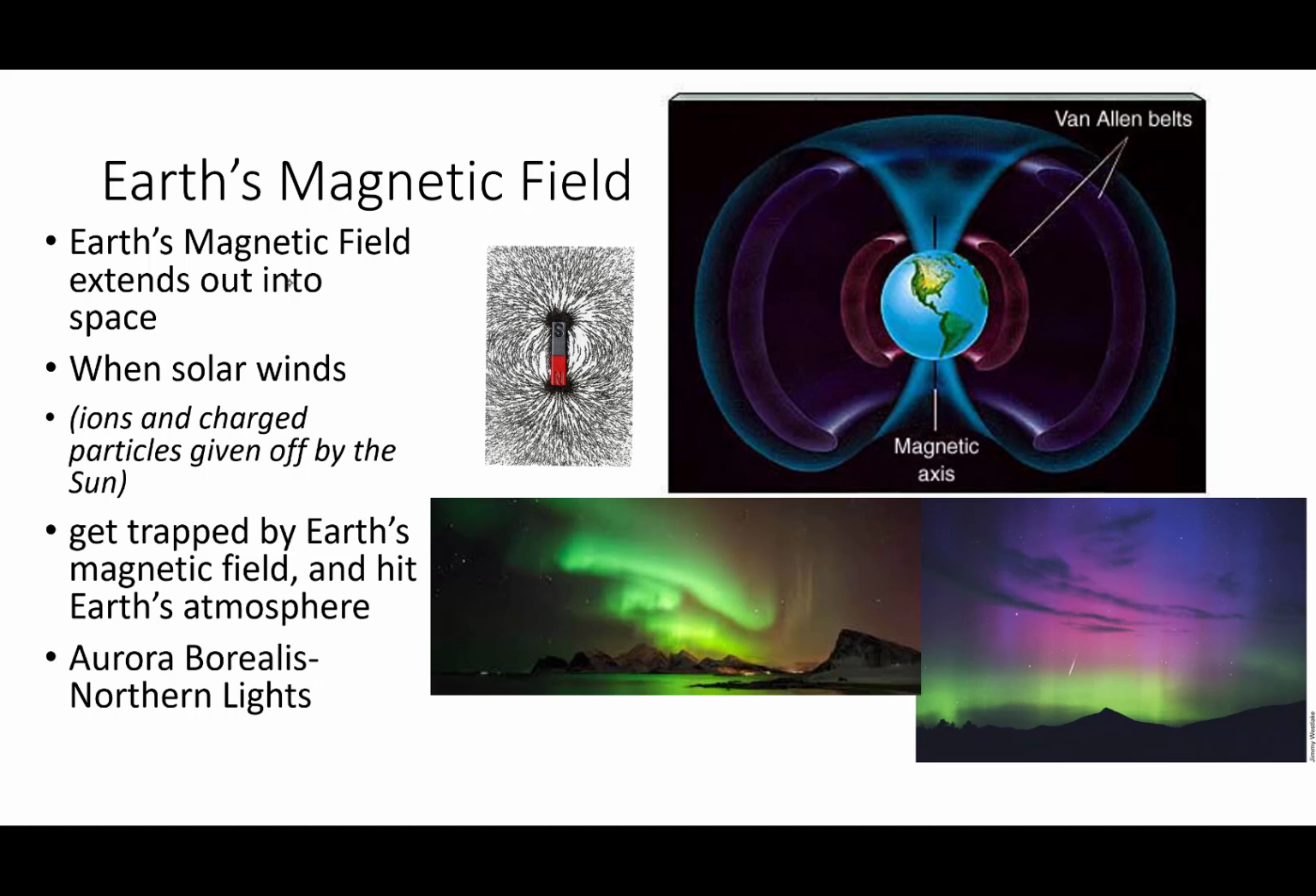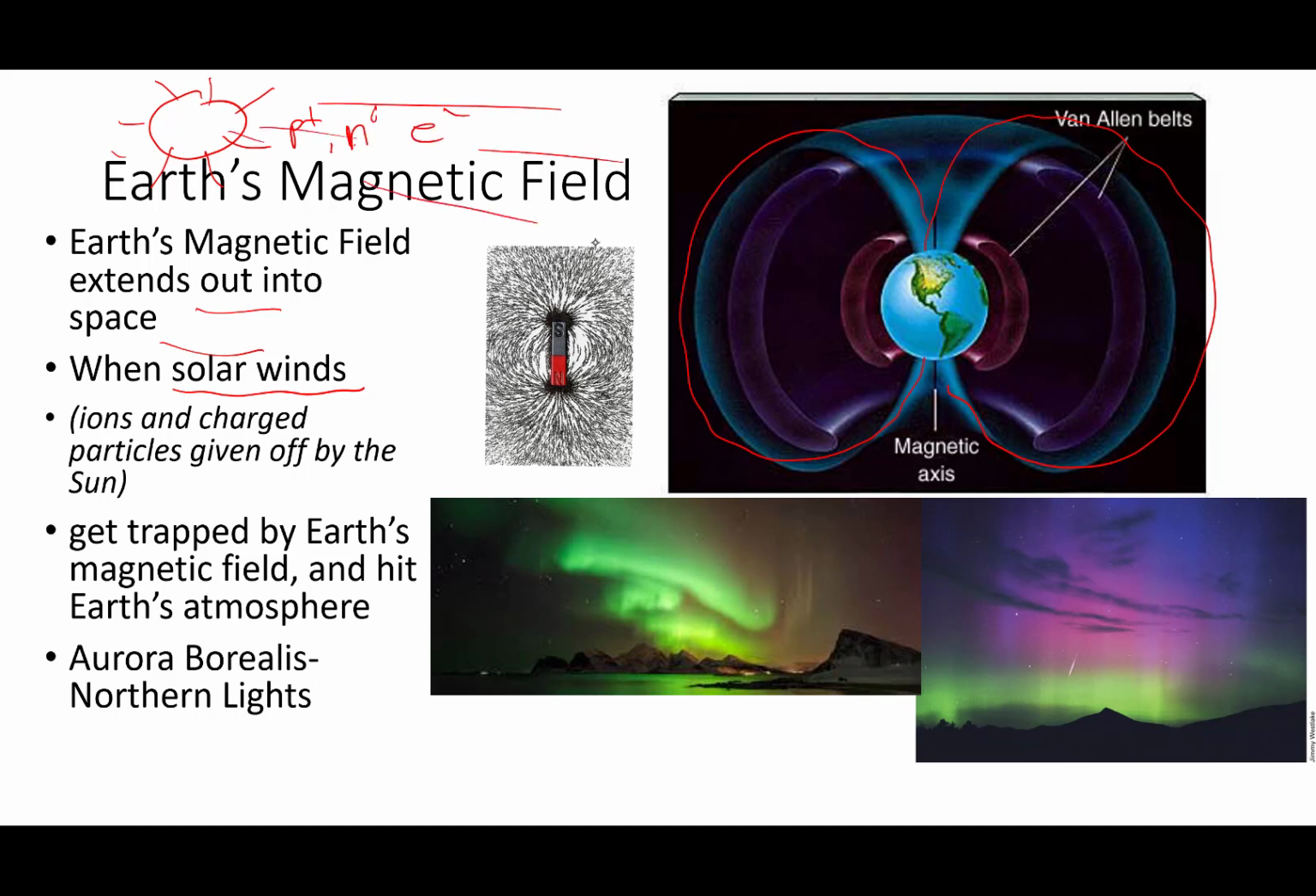Now, the Earth's magnetic field extends out into space. Like I mentioned, it's like a big bagel that totally surrounds the Earth. And there's a thing called solar wind. Our sun is constantly throwing out charged particles, protons, neutrons, and electrons. Along with light, it throws out little microscopic pieces of itself. As these pieces fly by the Earth, some of these charged particles, specifically protons and electrons, are going to get trapped in the Earth's magnetic field.